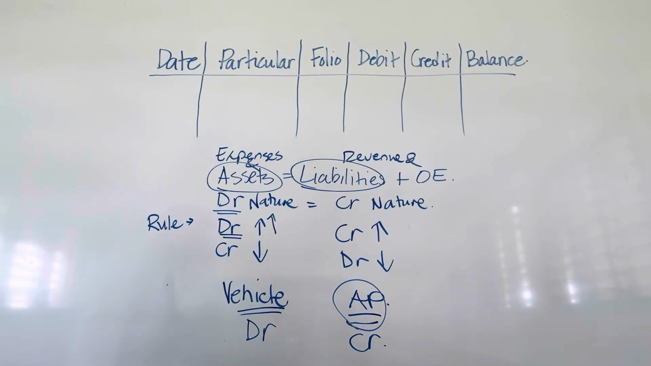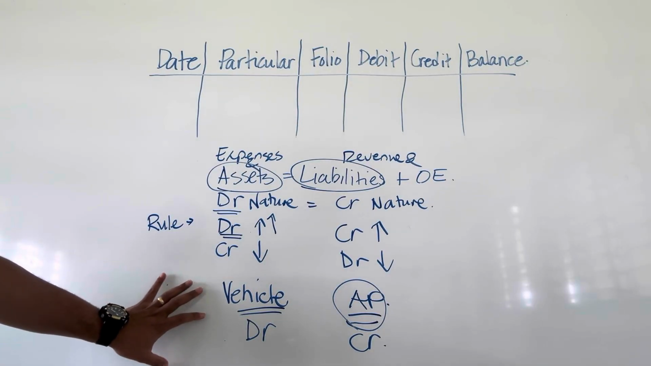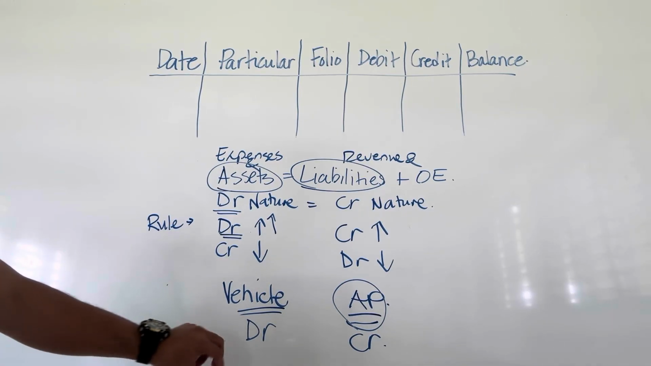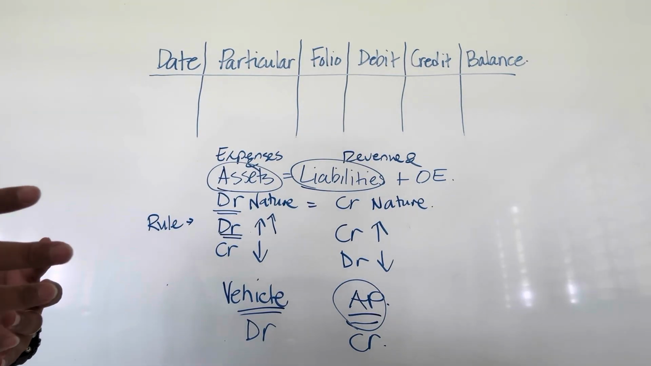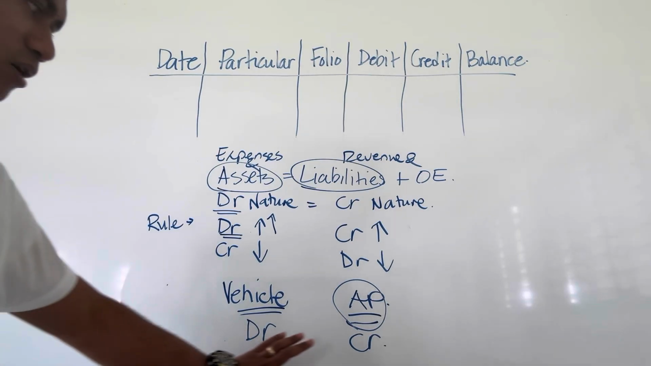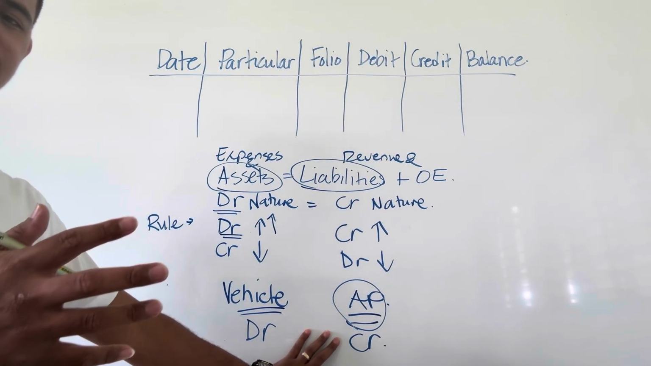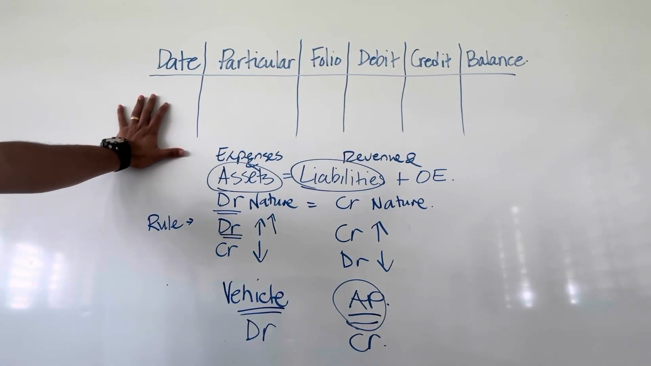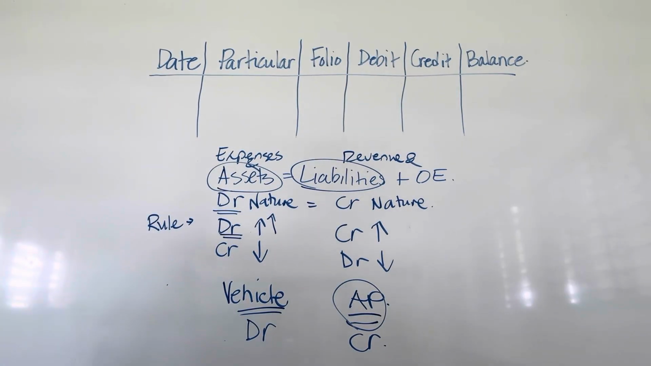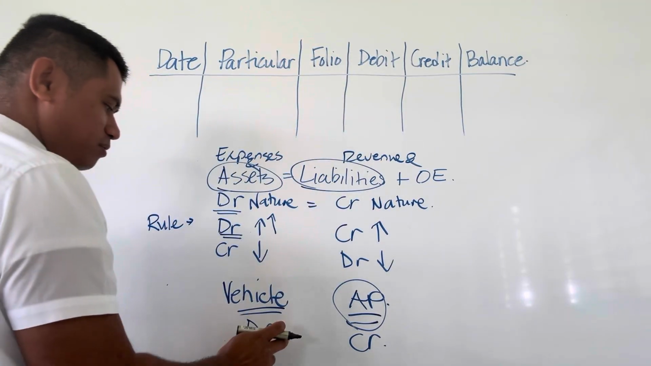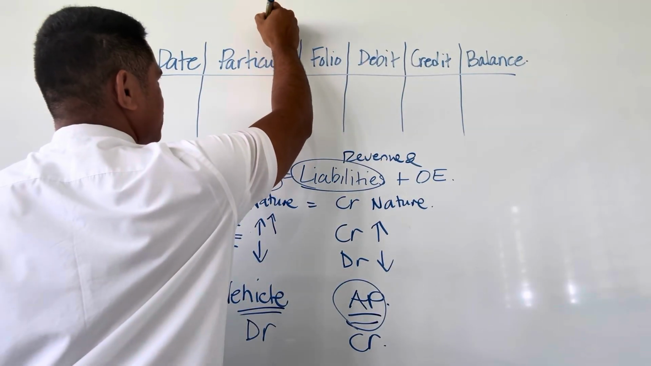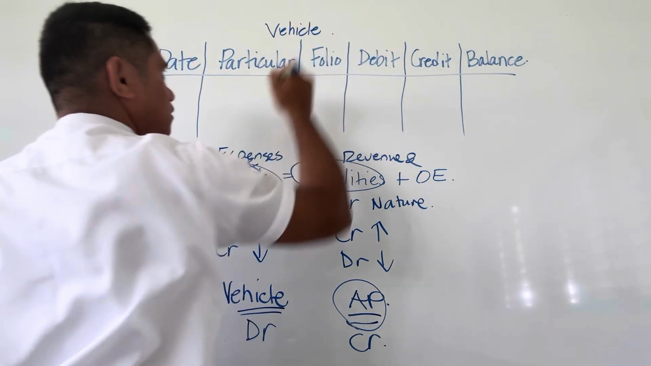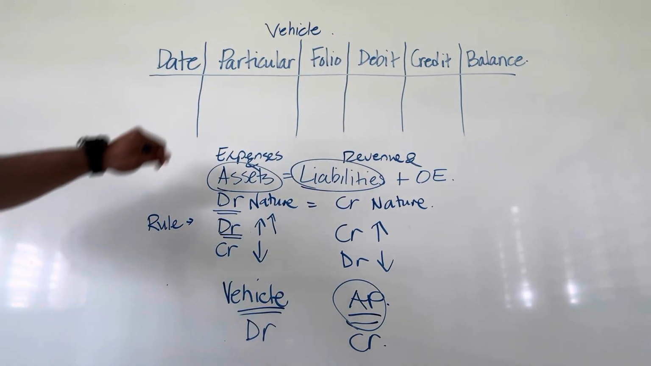Now, if we really look at it, we are following the double entry concept. Once again, every transaction has a debit and a credit. So let's look at the ledger. Let's say, for example, this is the vehicle's ledger account.